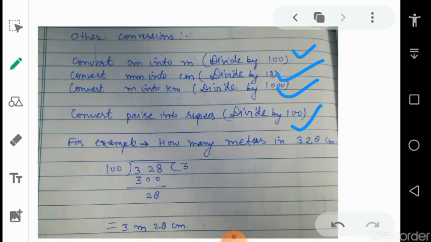how many meters in 328 centimeters? So divide the centimeters by 100, you get the answer. As this is the remainder, it means we have 3 complete meters and the remaining are 28 centimeters. In this way we can find the quotient and remainder, and both are important to decide the result.